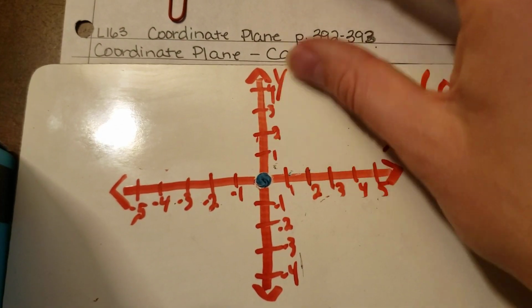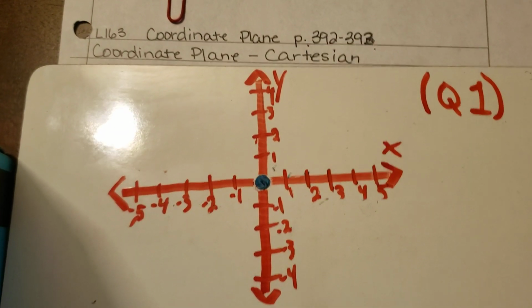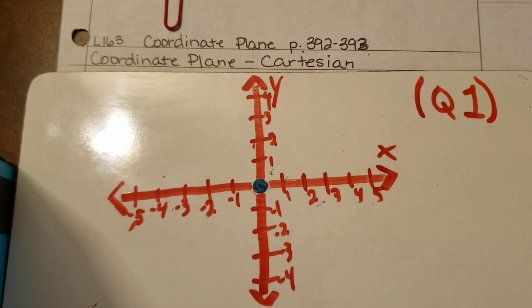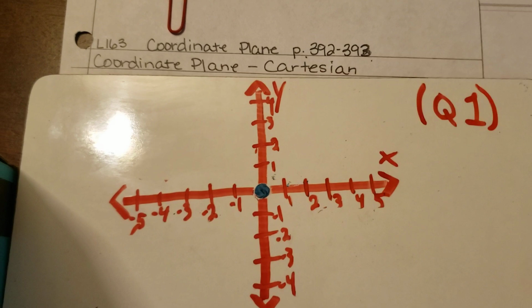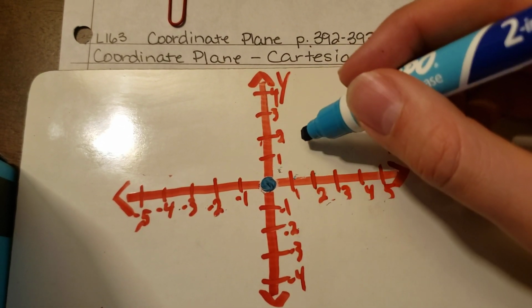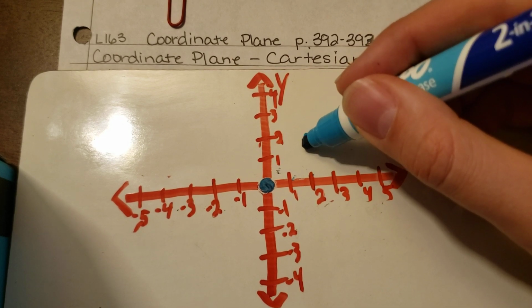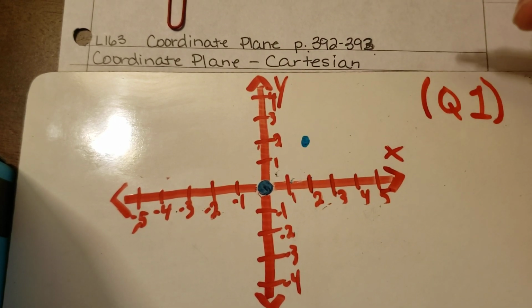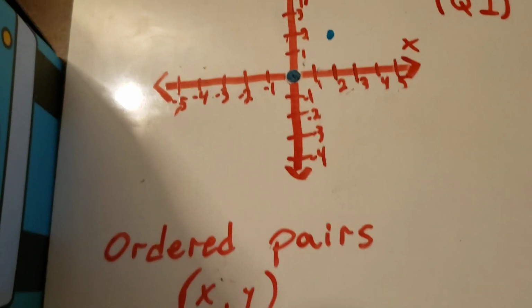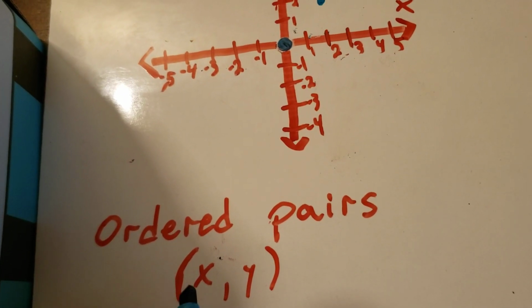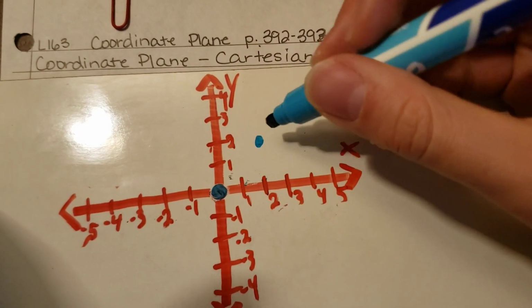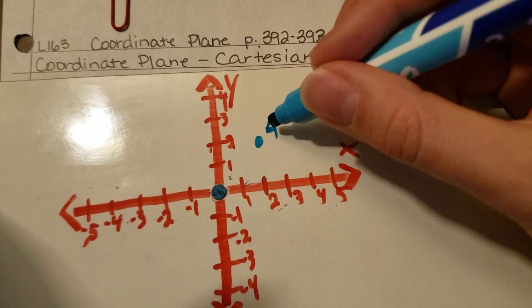Okay. What if I have a point? Oh no, I just dropped the cap on the floor. It's gone forever. Let's say I have a point here. How do I label that point? Well, first I need to find the x value and then the y value. So I'm going to call this point A.